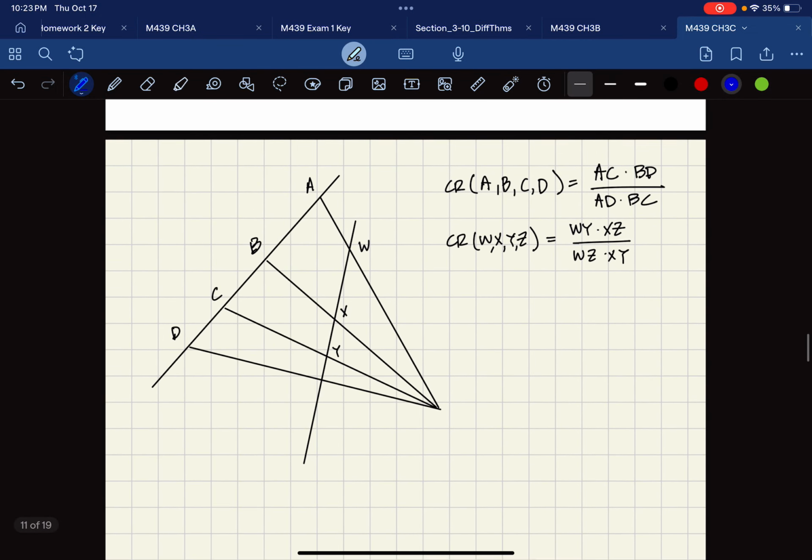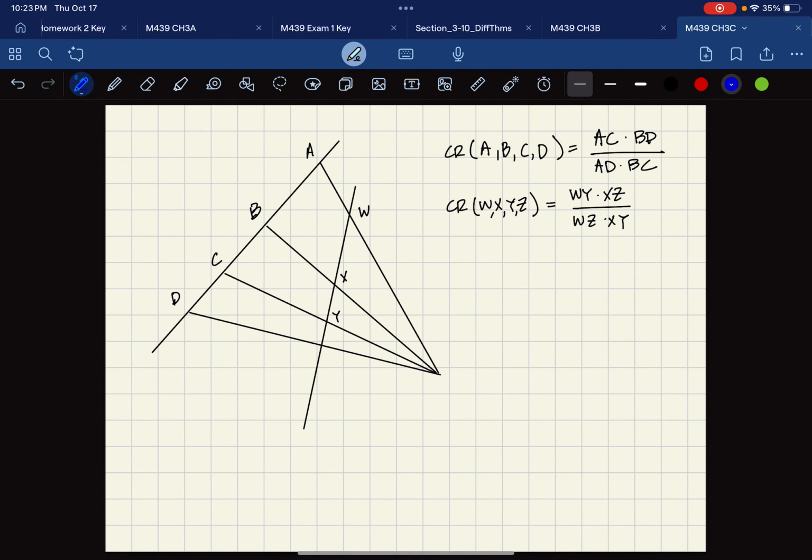So let's say we take a standard looking cross ratio setting. Here's my point P. Here's my line, I guess, M. Here's my line, N. And we've got A, B, C, and D in perspective with W, X, Y, and Z. We're told the cross ratio of A, B, C, and D is AC, BD over AD, BC. And the cross ratio for W, X, Y, Z is WY, ZX, WZ over XY. And what we'd like to show is that these two quantities are equal.